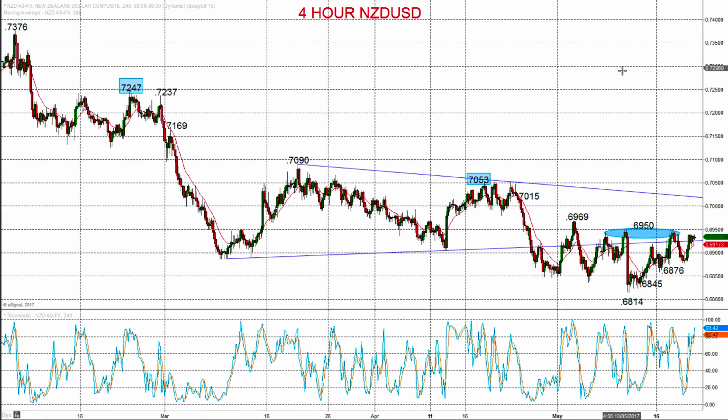Similar story here for the New Zealand dollar, starting off on the short-term chart. The market is consolidating sideways, and there is risk for a push higher up through 69.50, maybe back towards 70.15. But whilst below 70.53, we see this bigger bearish theme intact.